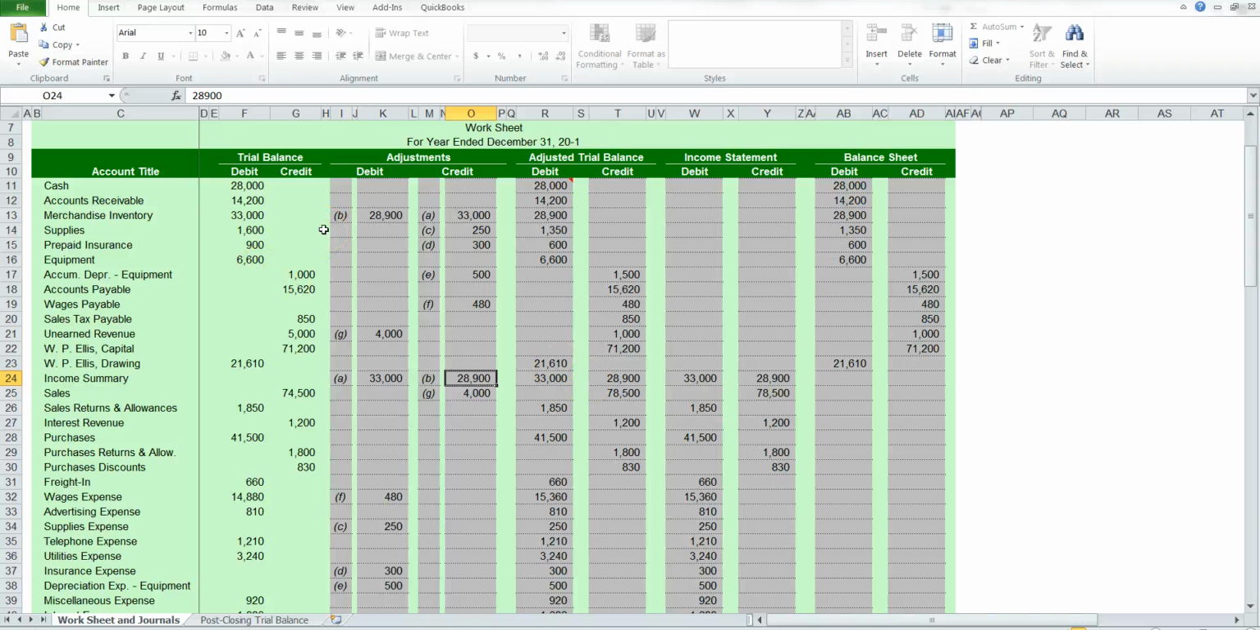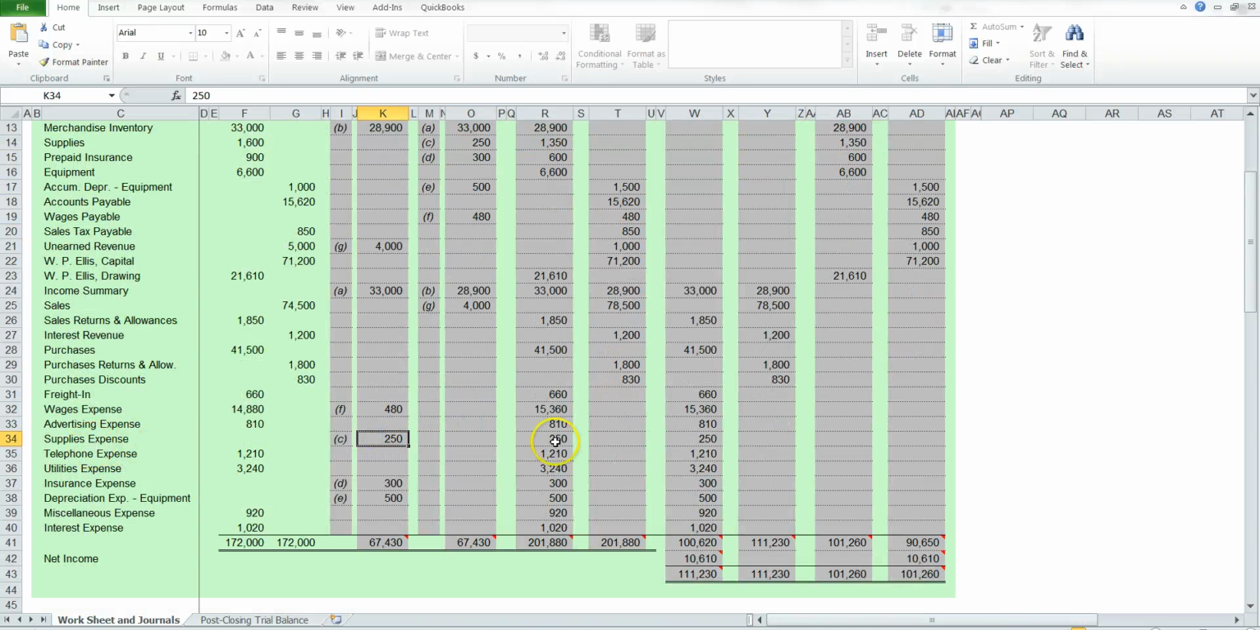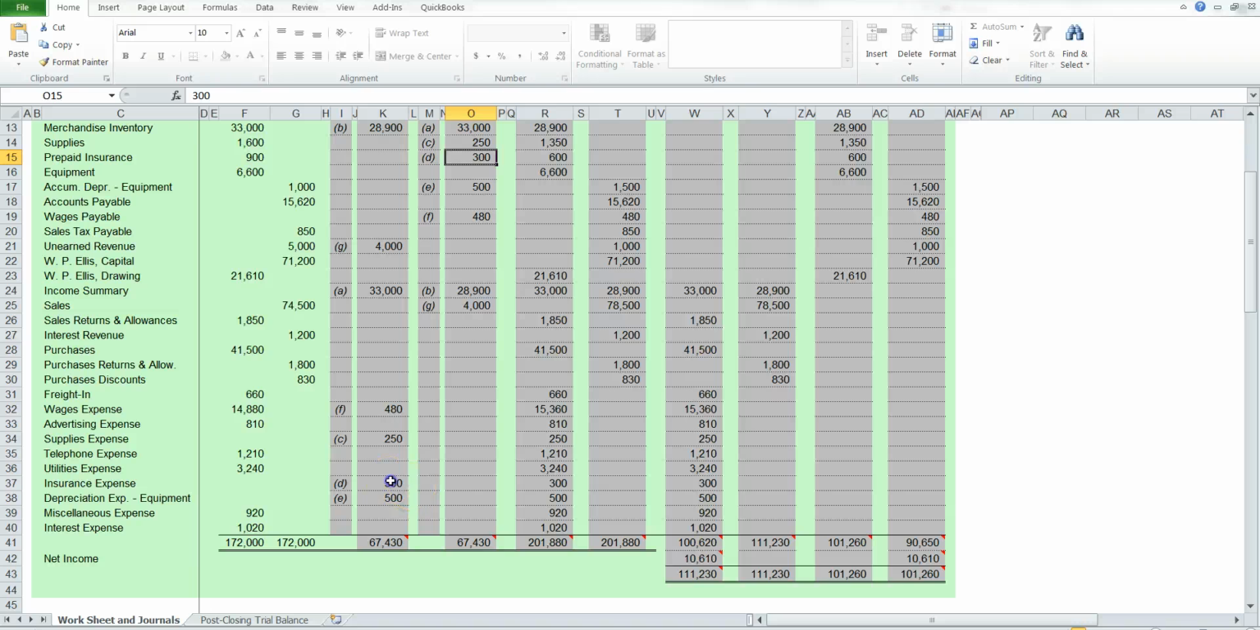Next, we have unused supplies of $1,350. We have a starting balance of $1,600, so that means we have to adjust for $250. So we're going to decrease by crediting the supplies account, and you will see we have to debit our supplies expense. Insurance expired of $300, so it means that we will decrease by crediting our insurance, and then insurance expense will be our debit.